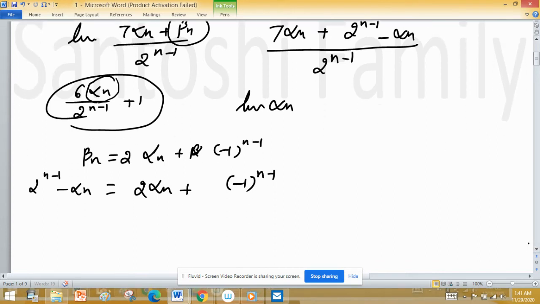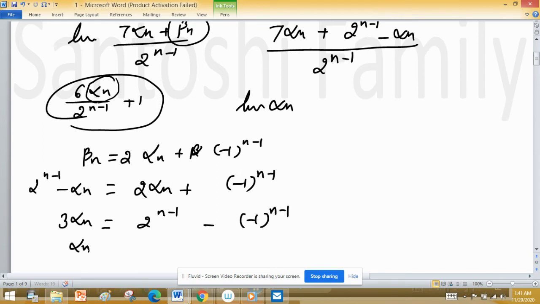Now find out the value of alpha n with all terms of beta n used in terms of alpha n. So 3 times alpha n equal to 2 raised to the power n minus 1 minus of minus 1 raised to the power n minus 1, and alpha n equal to 1 upon 3 times 2 raised to the power n minus 1 minus 1 upon 3 times minus 1 raised to the power n minus 1, and we have to find out the limit of alpha n divided by 2 raised to the power n minus 1.